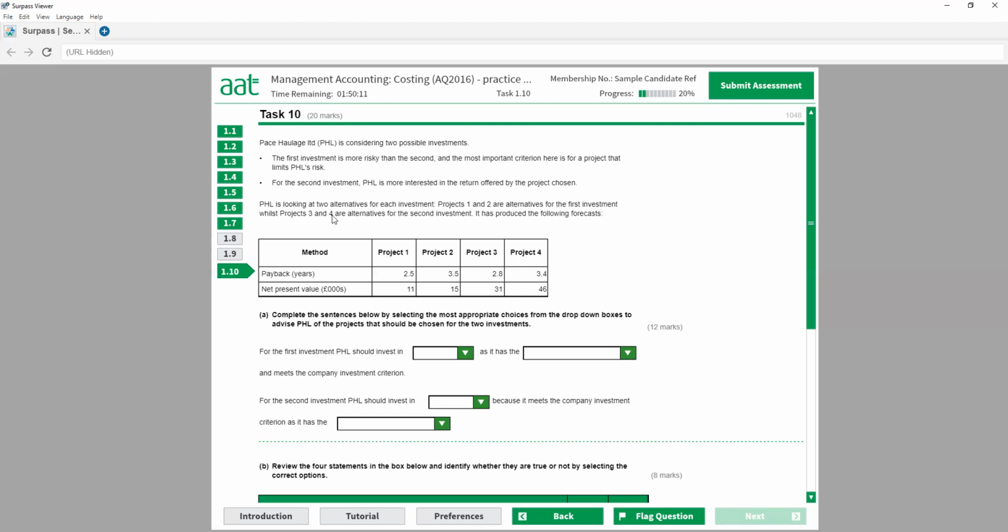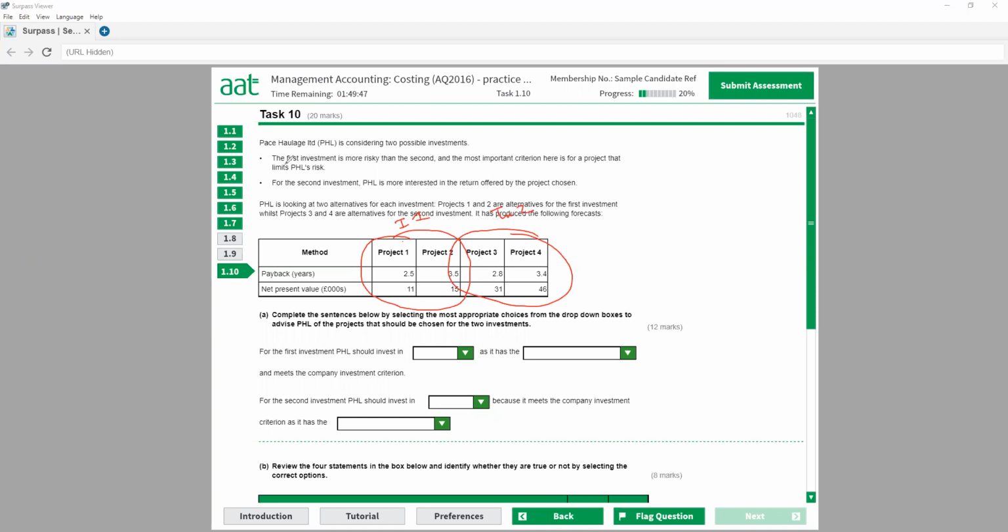PHL is looking at two alternatives for each investment. Project 1 and Project 2 are alternatives for the first investment. So these two are alternatives, and from here I have to pick one. This is investment proposal 1. And Project 3 and 4, this is investment proposal 2.